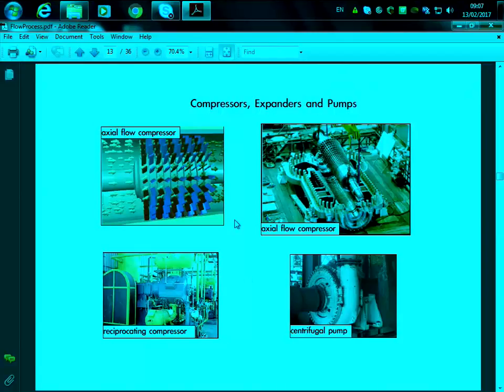So last time we looked at the different types of compressors that are available in industry. This is just a small list of all the compressors. There can be more compressors that you can find. Okay. Here we have, well, what is a centrifugal pump, and this is normally used for liquids rather than for gases.